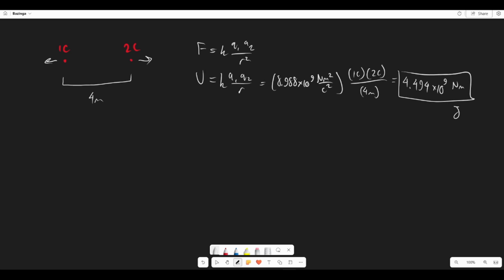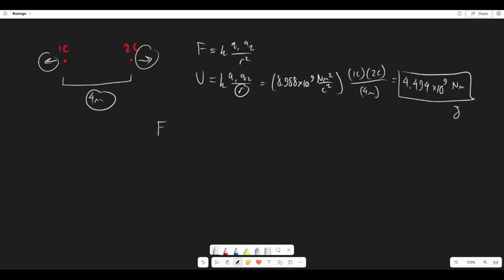Now a system will always tend towards lower energy, and you can see that as these particles grow more distant, this R value will increase and the potential energy will decrease. This reflects the repulsive behavior in which the two particles are trying to get further away from each other to lower the potential energy between the two.